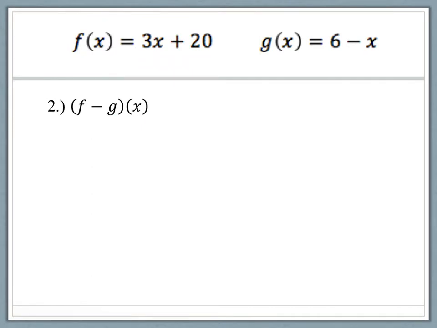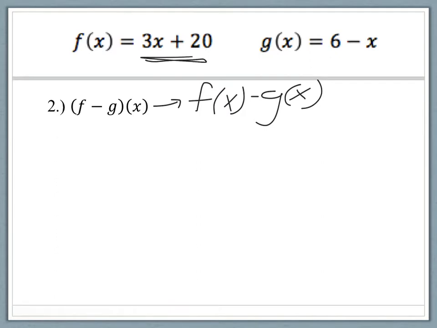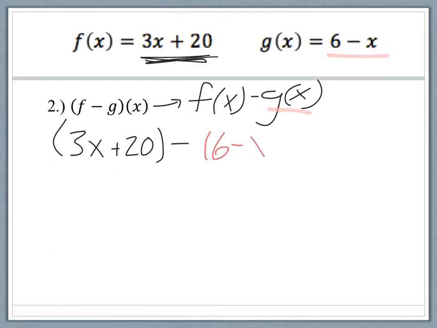Now let's take a look at this one. So this is (f - g)(x). The first thing I always do with these is I just rewrite them, because that first slide told us that we could do this as f of x minus g of x. These mean the same thing. So now I can say, okay, well, f of x is 3x plus 20. And it's subtraction, so I'm going to put my minus sign. And then my g of x is 6 minus x.